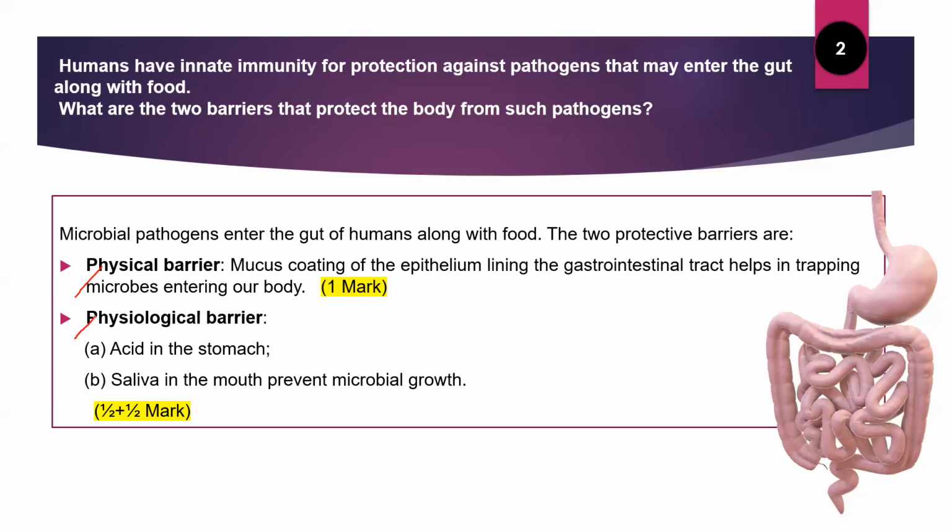So on the physical barrier, you can mention the mucus coating of the epithelium that lines the gastrointestinal tract. What does this mucus do? The mucus basically helps in trapping the microbes that enter the body, right? And when you talk about the physiological barrier, you can mention the acid in the stomach and saliva in the mouth. This prevents the microbial growth, okay?